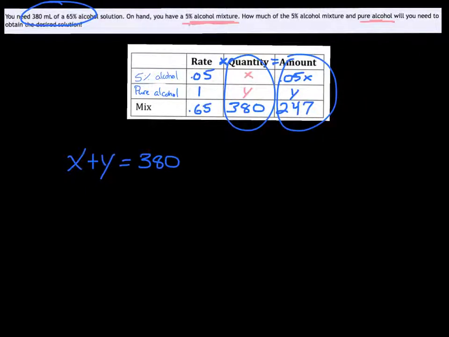The second equation is a little bit less obvious, but this is tracking the actual amount of alcohol being contributed. So 5% of the 5% alcohol and all of the pure alcohol is alcohol, and we're looking for a complete alcohol amount of 247. So this right here is our system of equations that we need to solve to find out the amount of 5% and pure alcohol we need to mix together.